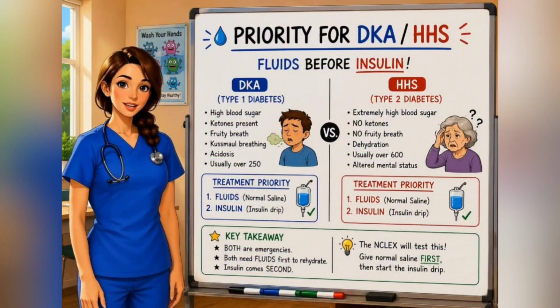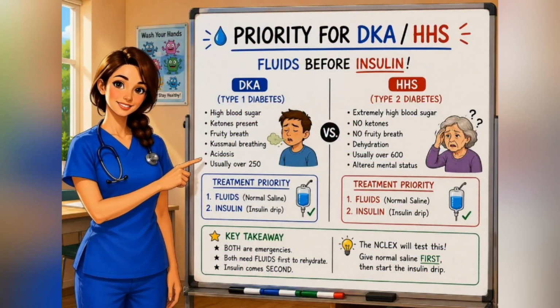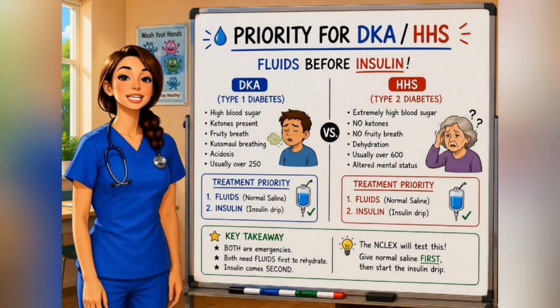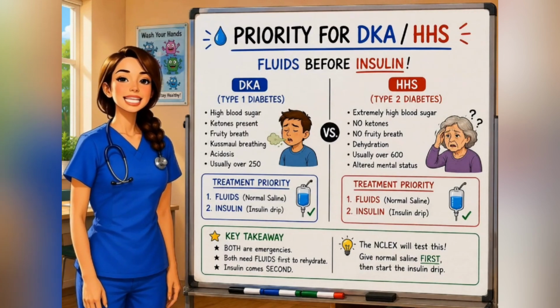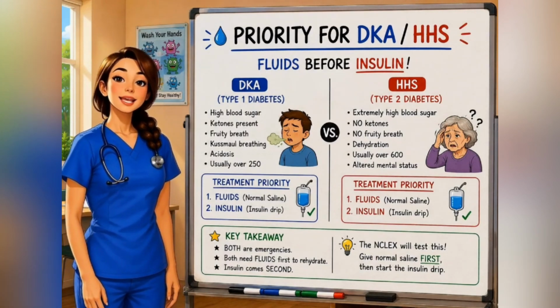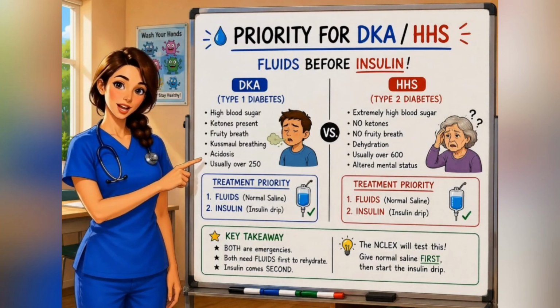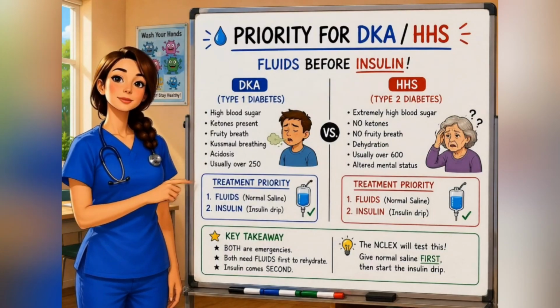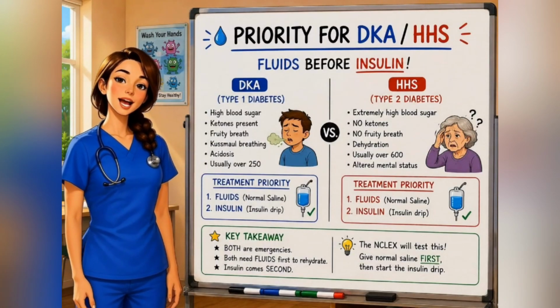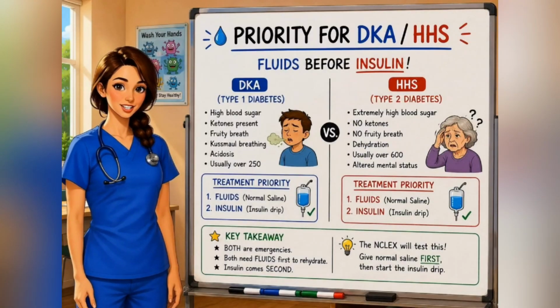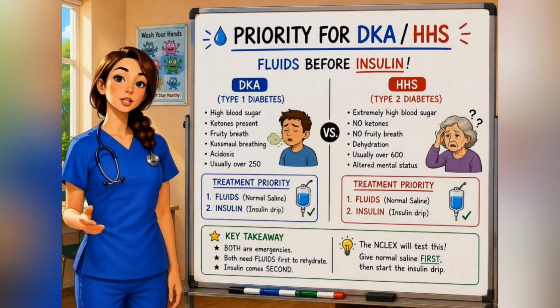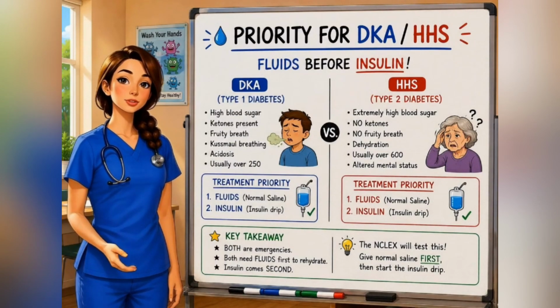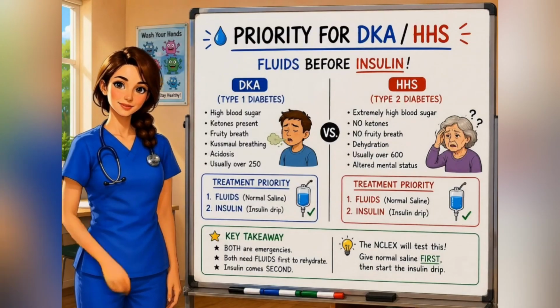Quick advanced note, because the NCLEX loves this. Severe hyperglycemia can lead to two emergencies: DKA in type 1 diabetics and HHS in type 2 diabetics. DKA comes with fruity breath and Kussmaul breathing. HHS has extremely high glucose, sometimes over 600, but no ketones and no fruity breath. Both need fluids first, then insulin.